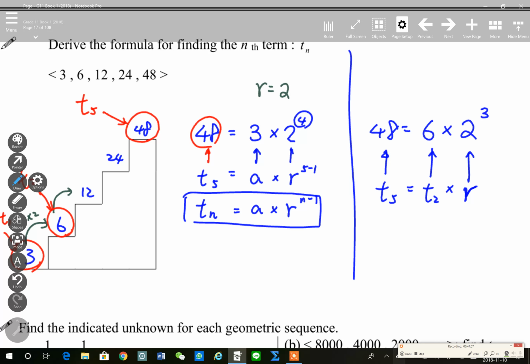Now because it's from the second one to the 5th one, we get 3 steps. Right? So if it's the second one to the 10th one, it will be 8 steps. So how do you get the steps? Yeah, you minus the 2 places. So 5 minus 2.